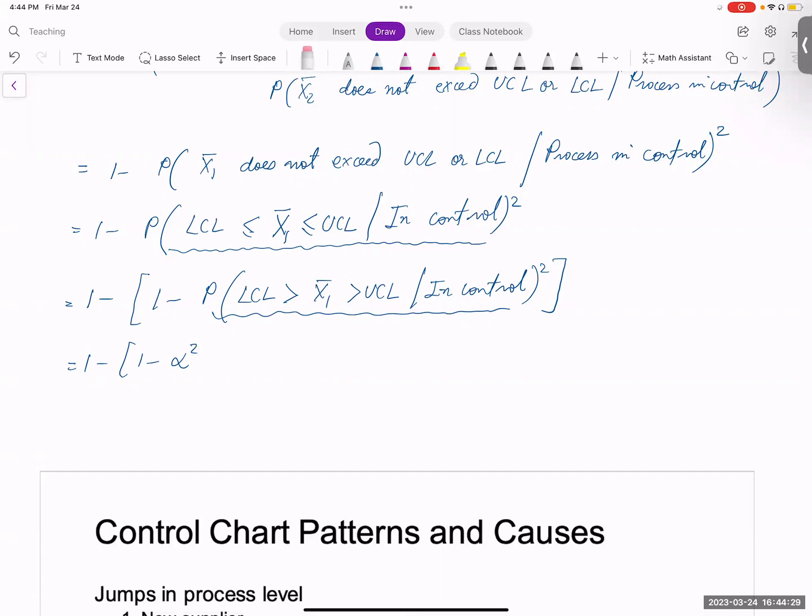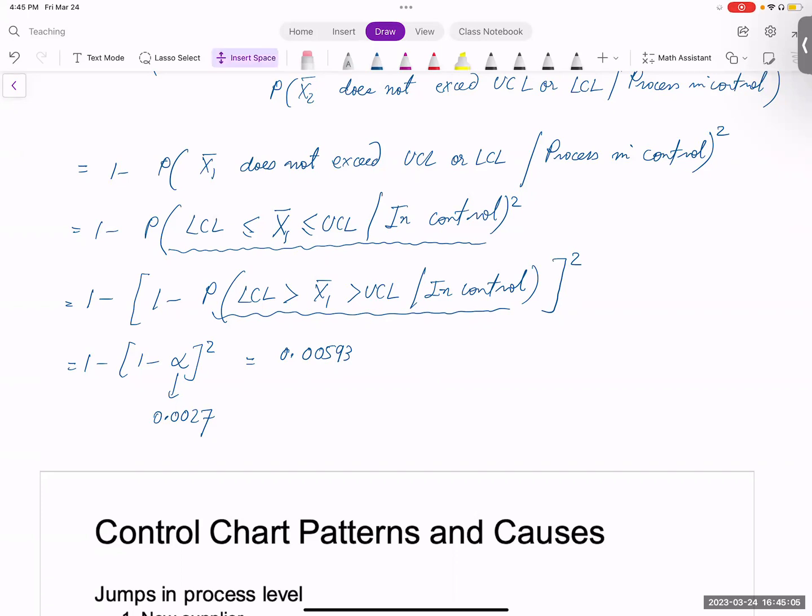whole square, sorry, 1 minus alpha whole square. I think I need to fix the square term here. It has to be outside here. And alpha, we already know for a 3 sigma control chart, this is equal to 0.0027. So you can compute and get the answer for this question, which is 0.00593. And that's how you use a given rule to compute type 1 error.